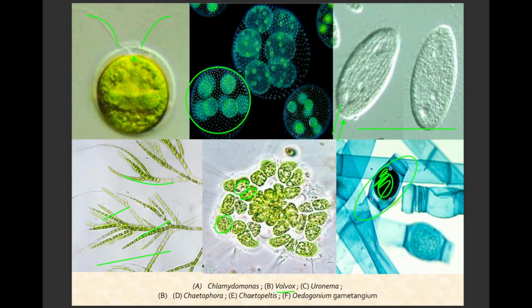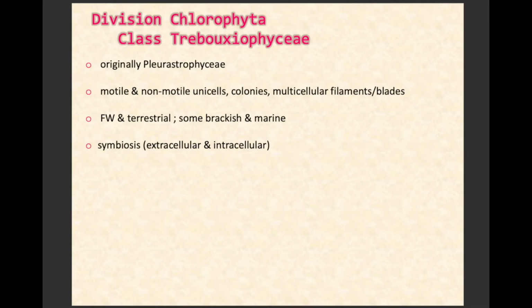Now, moving on to the last portion of our lecture for today. Punta na tayo doon sa last class, which is your Chlorophyta. Ay, hindi pa pala siya last, no? Second to the last, kasi wala pa tayo kay Charophyceae. So, UCT core group pa rin to, si Trebouxiophyceae. Originally, they are part of the group that we call Pleurastrophyceae, but ngayon, class Trebouxiophyceae na ang tawag sa kanya.